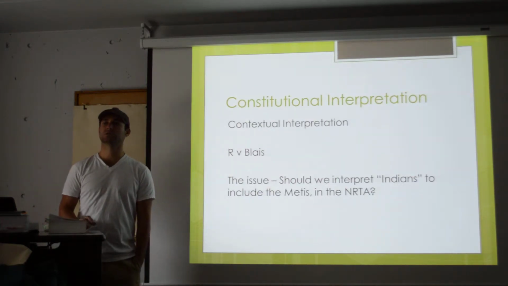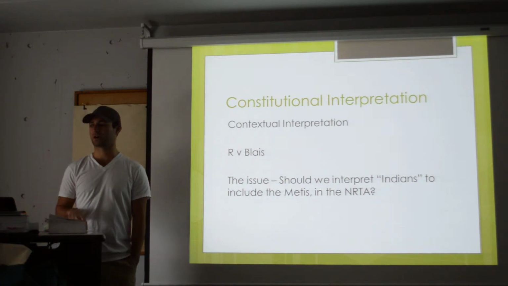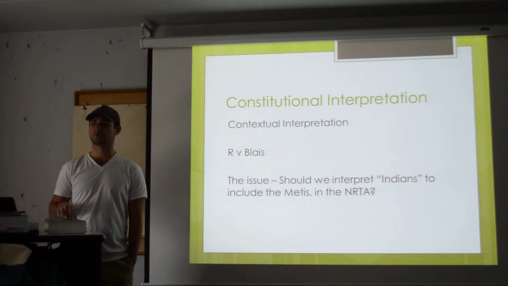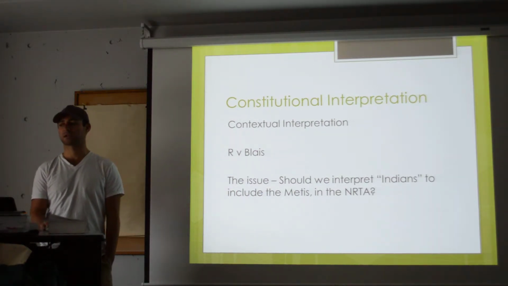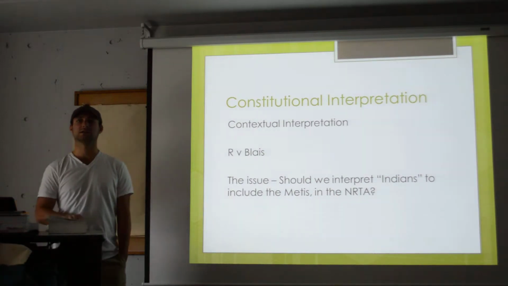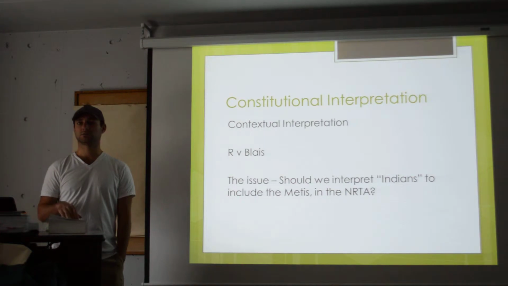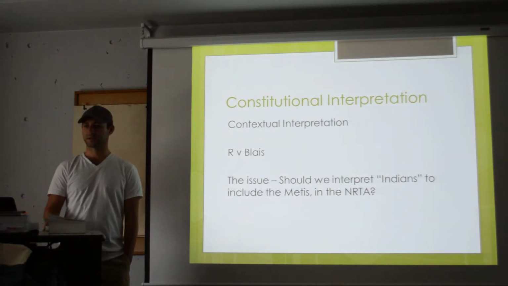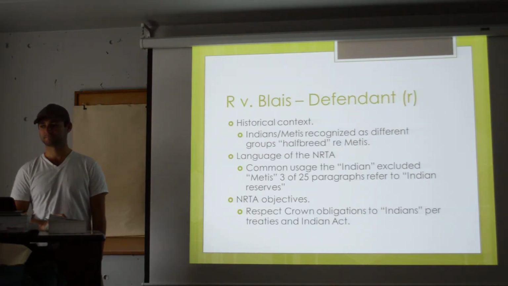So for constitutional interpretation, we take a contextual interpretation and we apply it to the case of R. v. Blais, and this is the issue of whether we should interpret Indians to include Métis in the Natural Resources Transfer Act. Blais was caught hunting out of season on Crown land, which is totally fine for Indians according to the NRTA, but he is Métis. So, do we interpret the word Indians to include Métis?